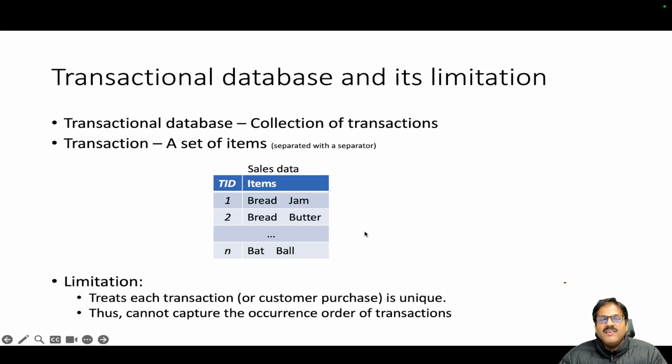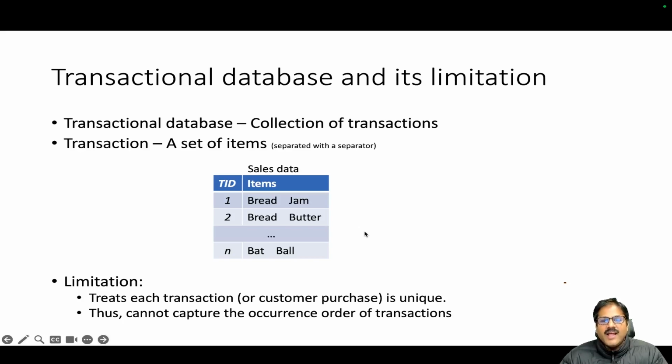Transactional database is a collection of transactions. Each transaction represents a set of items. If you want to know more about transactional databases, please check the link provided above. A main limitation of transactional databases is that they do not capture the occurrence order of the transactions. Is there any order or not? That component is missed in a transactional database.